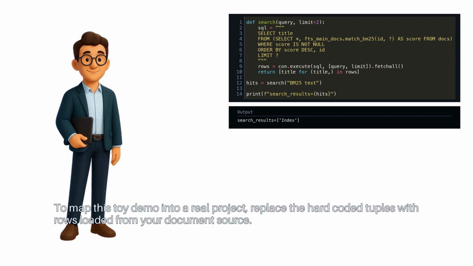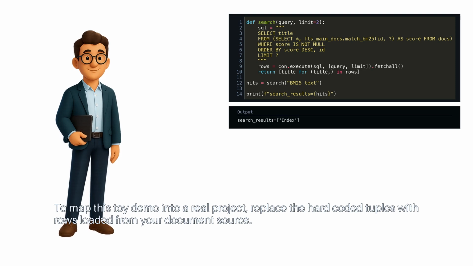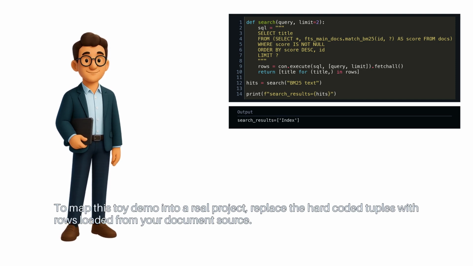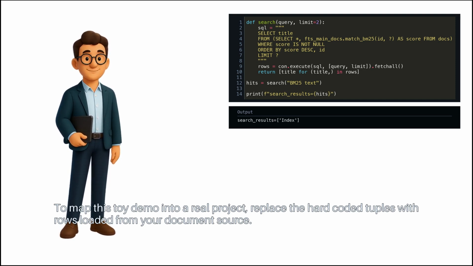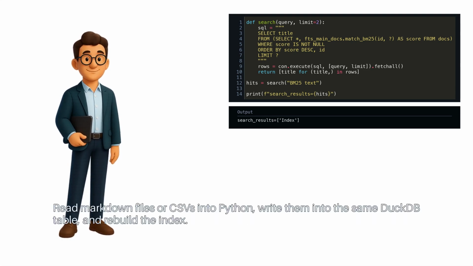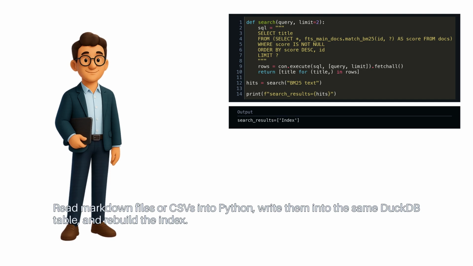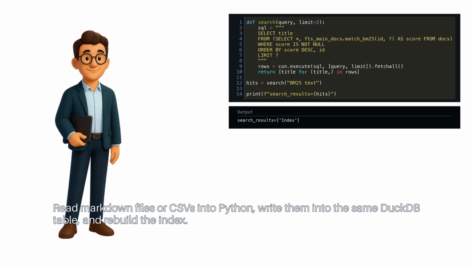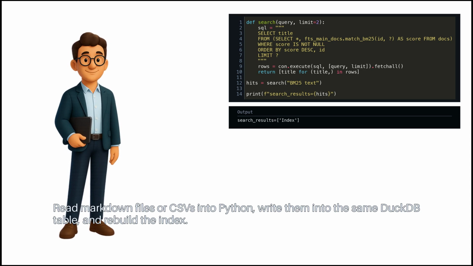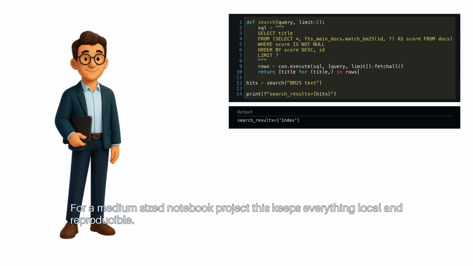search demo. To map this toy demo into a real project, replace the hard-coded tuples with rows loaded from your document source. Read Markdown files or CSVs into Python. Write them into the same DuckDB table and rebuild the index. For a medium-sized notebook project, this keeps everything local and reproducible.